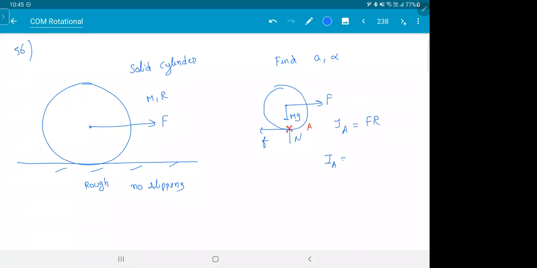What is I about A? Moment of inertia of a solid cylinder, MR square by 2, plus MR square, parallel axis theorem. 3 by 2 MR square. So we get alpha as torque by moment of inertia: FR by 3 by 2 MR square, which is 2F by 3MR. Acceleration is R alpha, 2F by 3M. Got it?